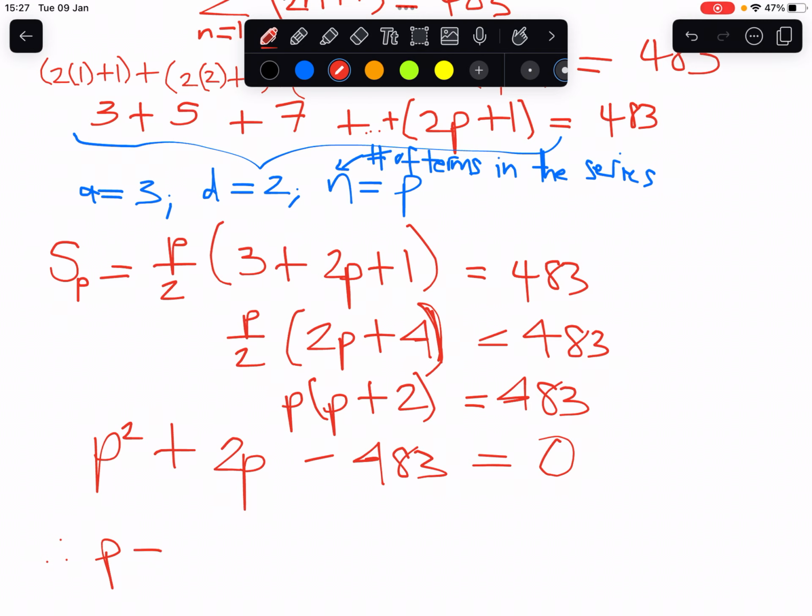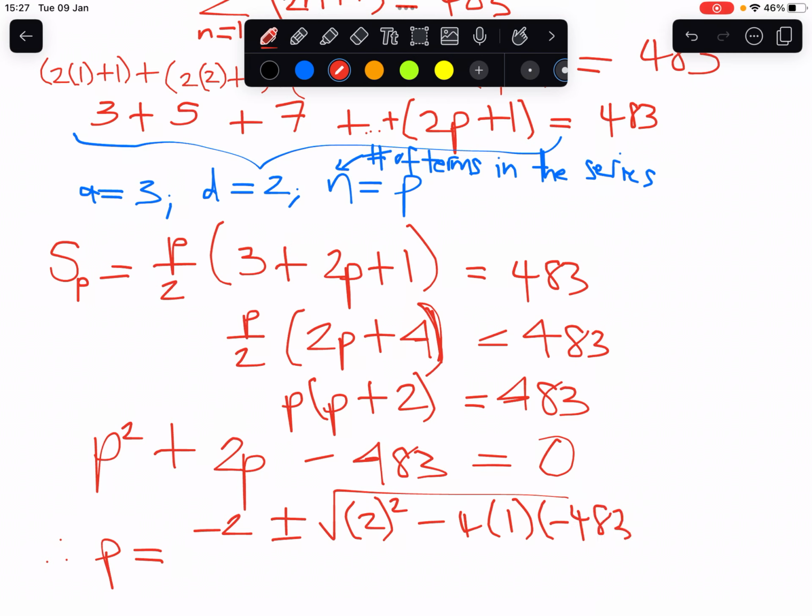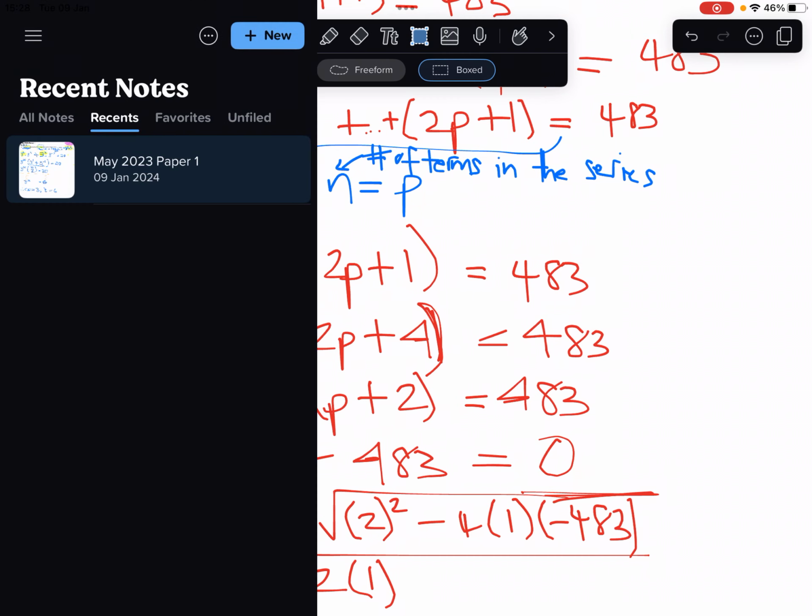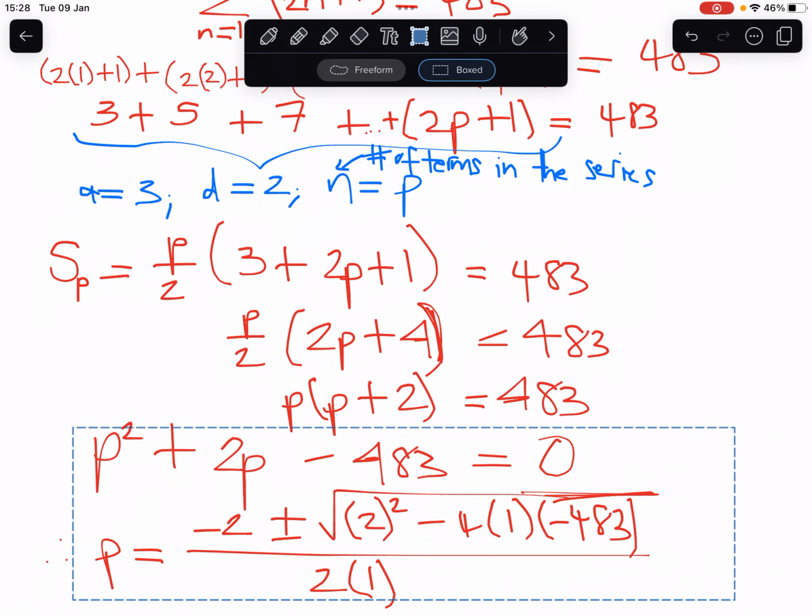So that means p is equal to minus b plus or minus the square root of b squared minus 4 times a times c, divided by 2 times a. Let's see what that gives us. Okay, first let's shrink stuff.